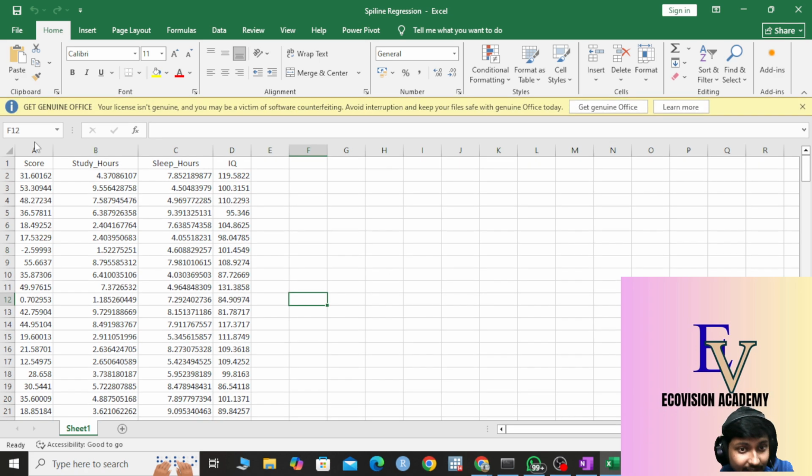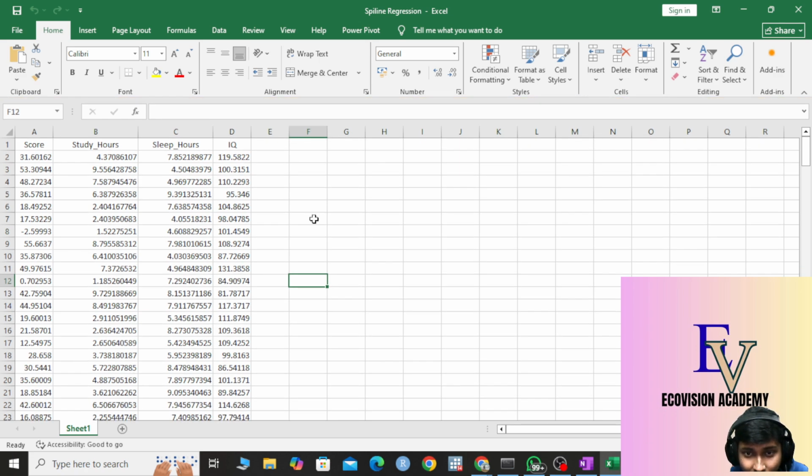You can see there, which is the dependent variable here? Can you tell me? Score, exactly. And the independents are study hours, sleep hours, and IQ. Fine. So I will go for a scatter plot, and I will view what type of scatter exists between score and study hours, sleep hours, and IQ. Then I will go for spline regression.